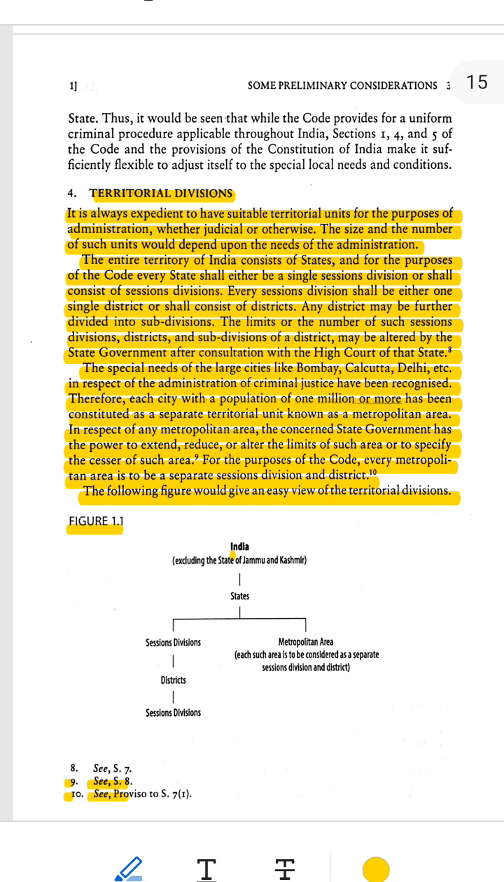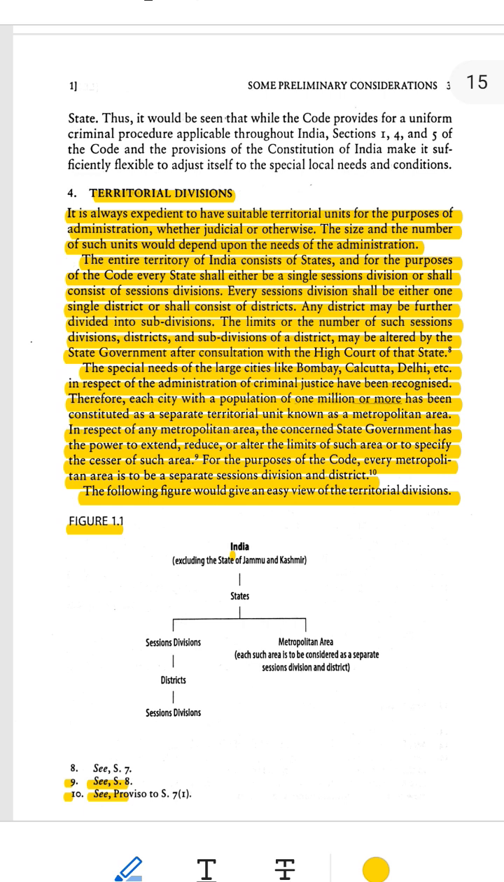What about big cities? Some cities are very big, with more than 1 million people, like Mumbai, Delhi, and Kolkata. These cities are called metropolitan areas. They are treated as special areas because they are important for trade, jobs, and government work. They need more attention to solve their unique problems.